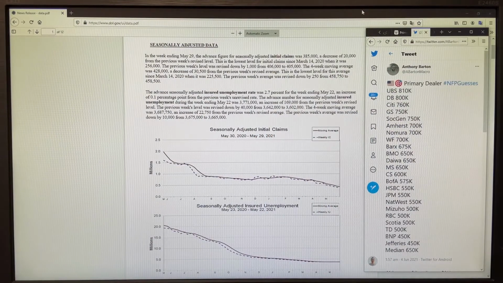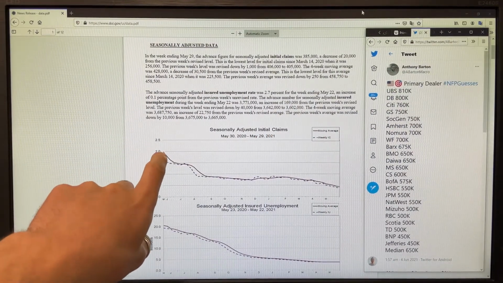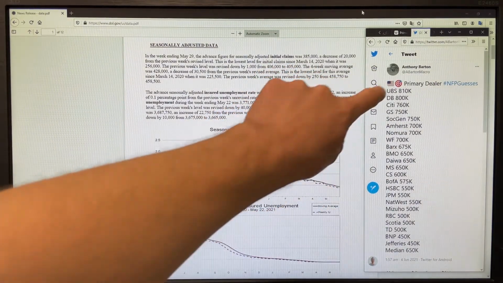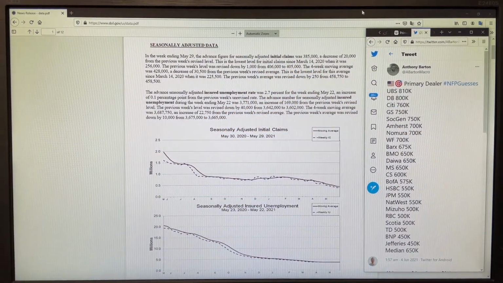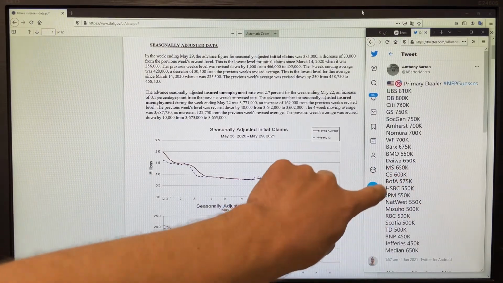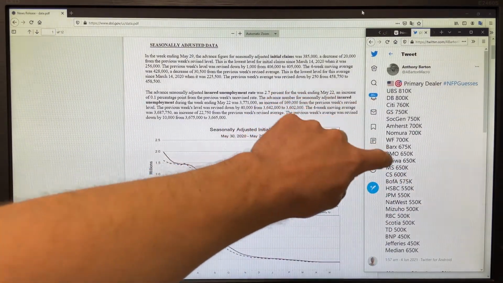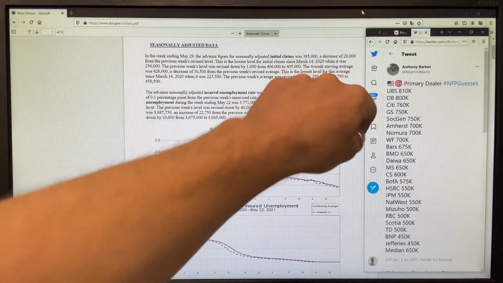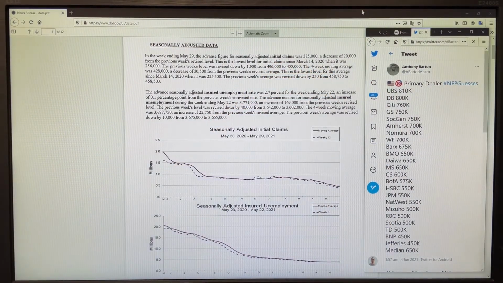In terms of data and news, you can see here that the jobless claims data has been trending lower. And then here from Twitter are some of the bank estimates for NFP today. You can see there's quite a lot around this 550, 500 area, and then a few more around 750, with the minimum here at 450 and the maximum at 810. So that's kind of the range of expected estimates.